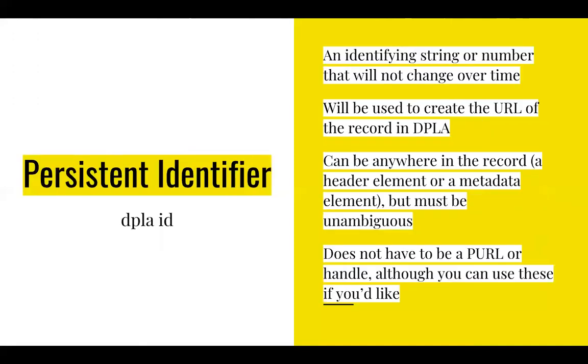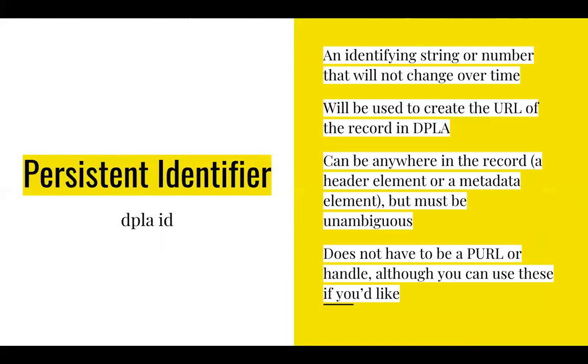The last thing, which I mentioned before, is a persistent identifier. And the persistent identifier is going to be used to create an ID for the DPLA record. So this needs to be an identifying string or number that will not change over time.